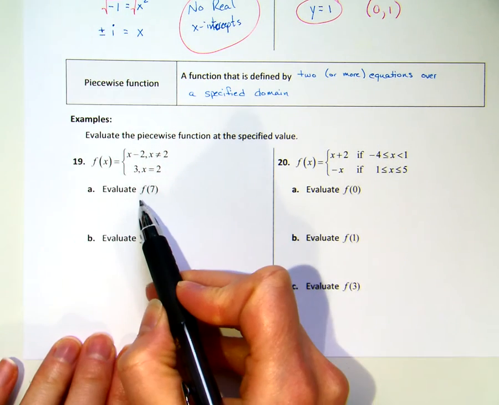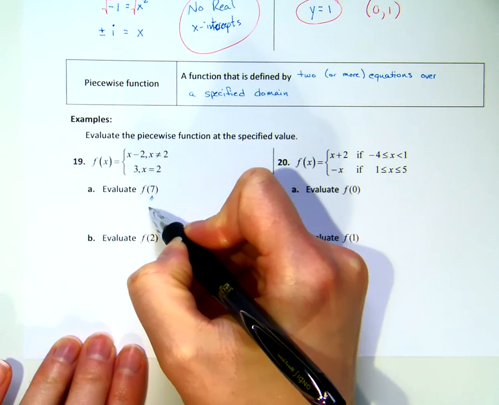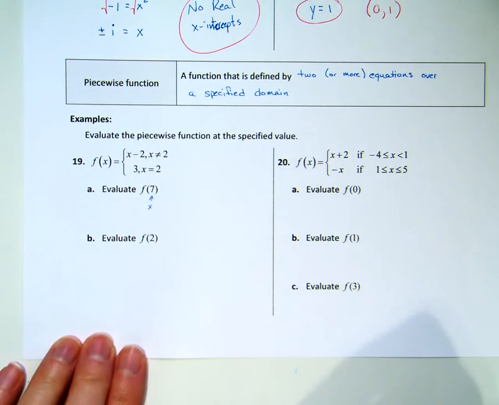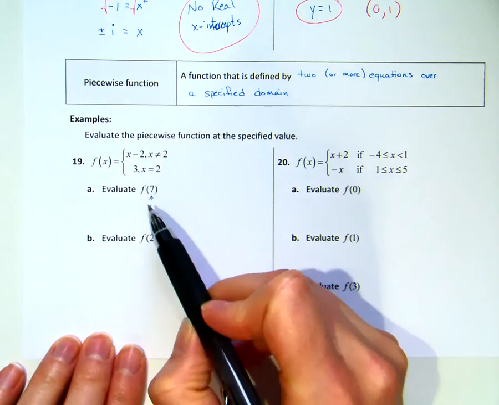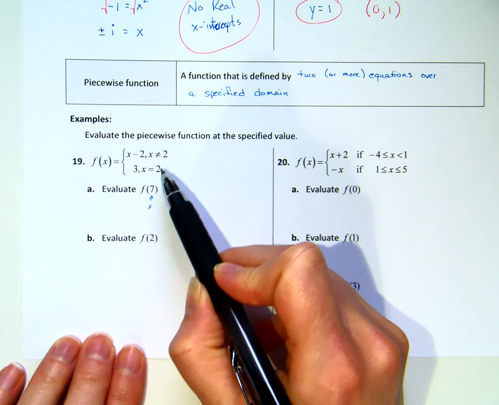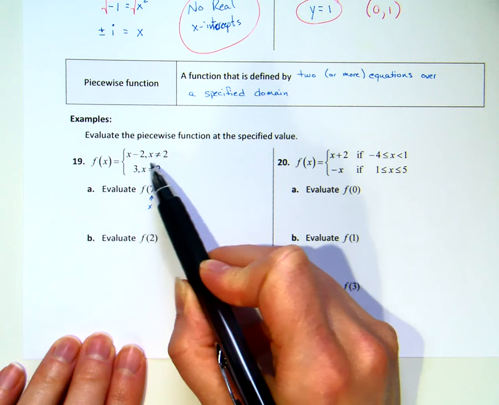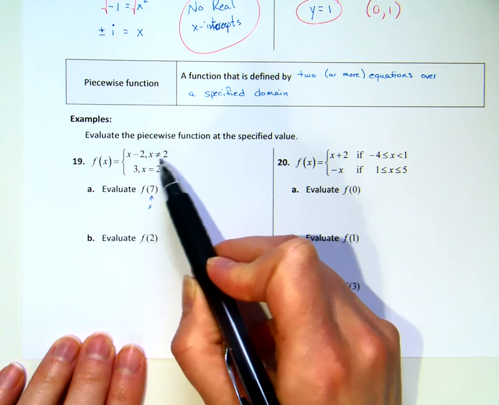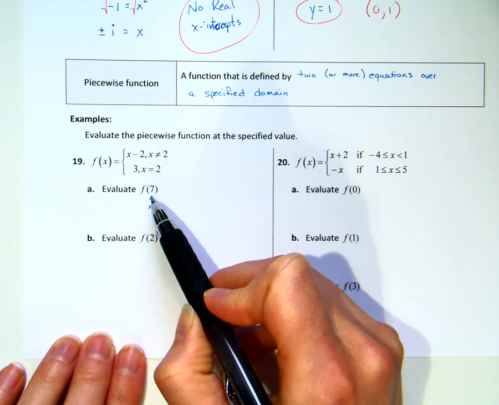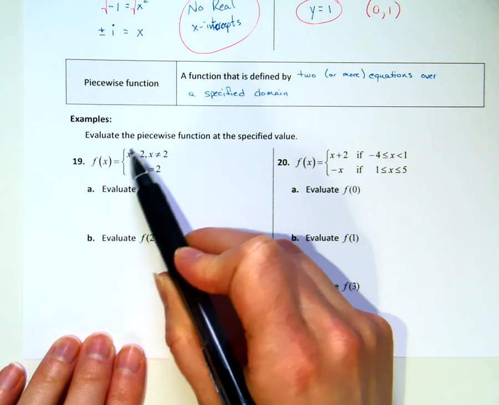So the first one tells us to evaluate f of 7. So it's giving us an x value of 7. Now the first thing we have to do is decide which piece of the function we're using. When x is 7, we've got to look at our domain. So here it says x equals 2. That's not this. Here it says x does not equal 2. Well, 7 is not 2. So that tells me this is the function I'm going to use.